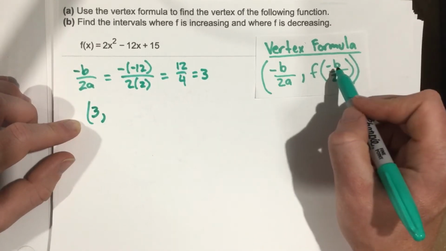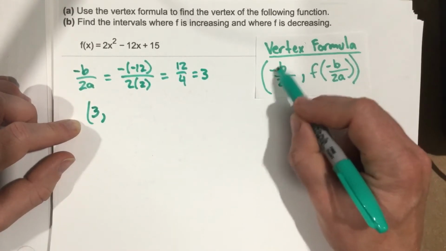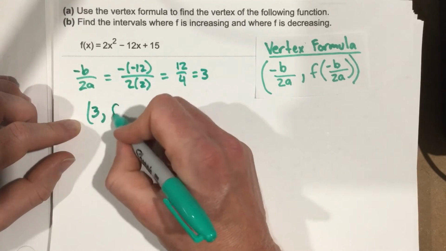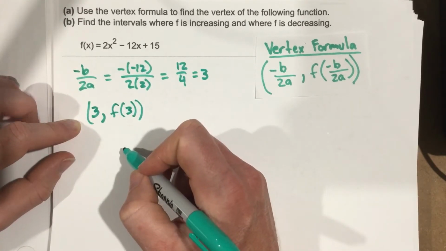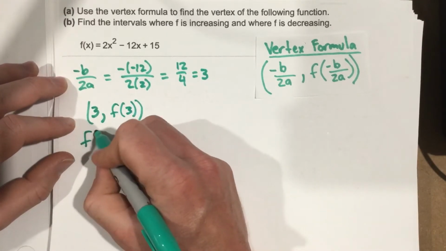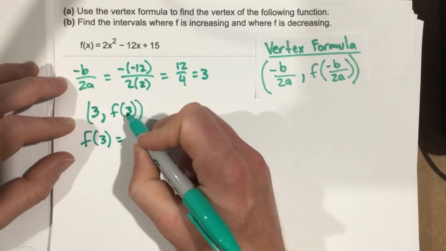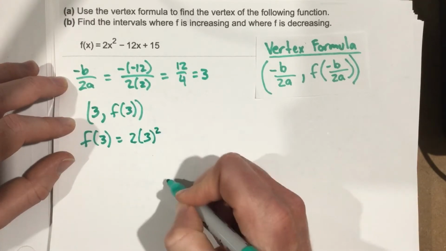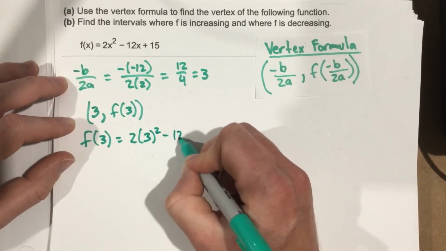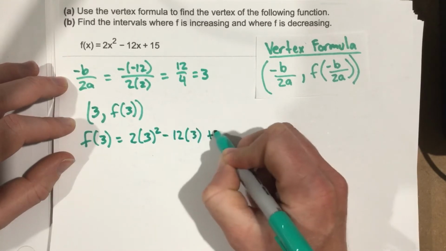They say now take f of negative b over 2a. Well, negative b over 2a is the number that we got here, which is 3. So we're going to have f of 3 being this portion right here. So we need to evaluate f of 3. f of 3 is 3 plugged into the original function. So we have 2 times 3 squared minus 12 times 3 plus 15.